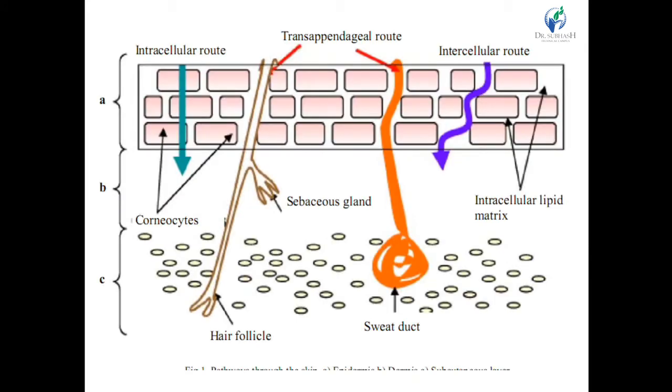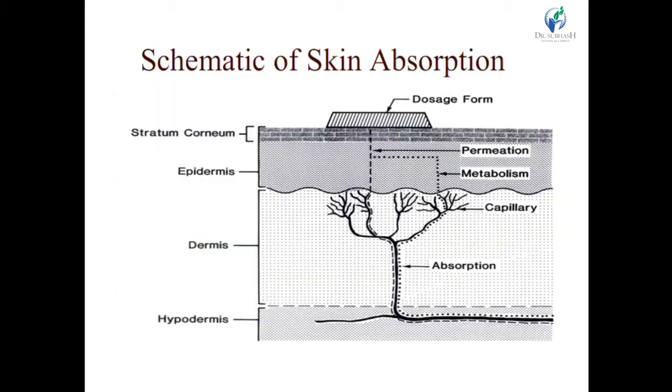Here is the diagram for that: transcellular across the cell, intercellular within the gap between the cells, and transappendageal, going with the sweat glands and hair follicles. So that is a schematic of the skin absorption process. The dosage form drug release systems are applied to the skin. First they have to cross the epidermis. In that, the first layer is the stratum corneum, then the drug permeates and reaches the dermis and the hypodermis.